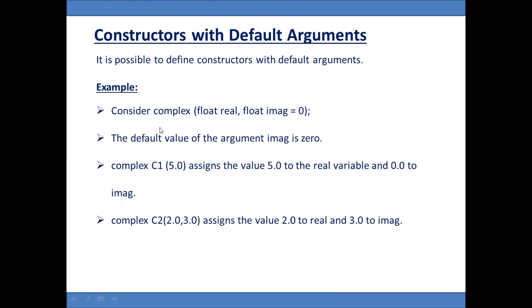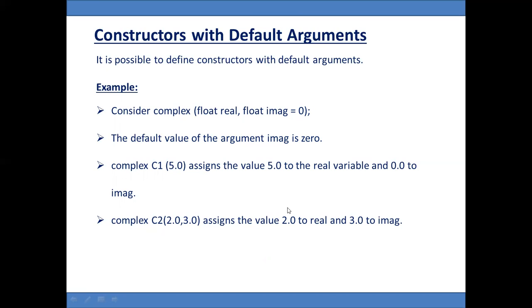default arguments. It is possible to define a constructor with default arguments. Example, consider complex function name. You have to pass the data, some arguments: float real, float image equal to 0. That means the default value of the argument image is 0. You have to initialize the value in the argument section.